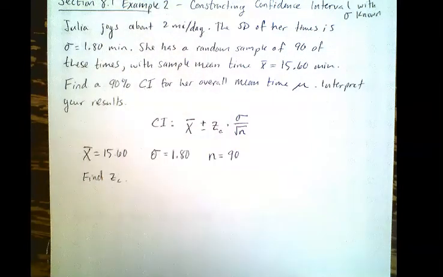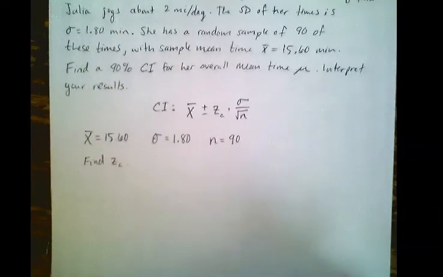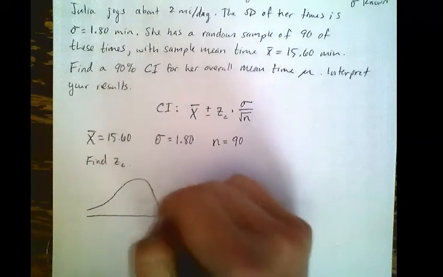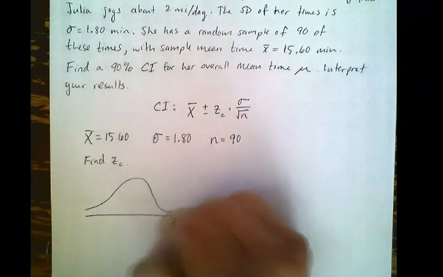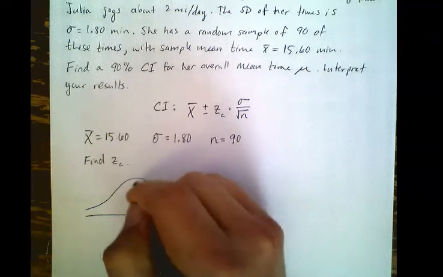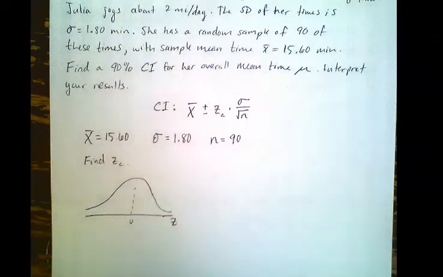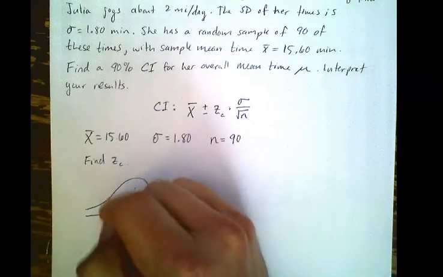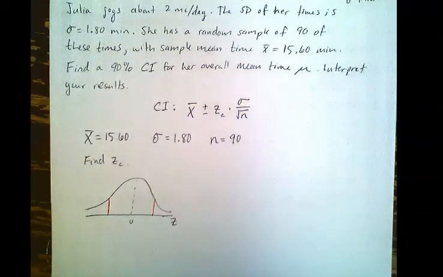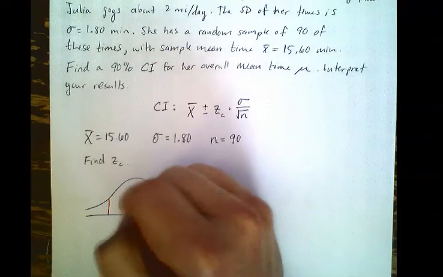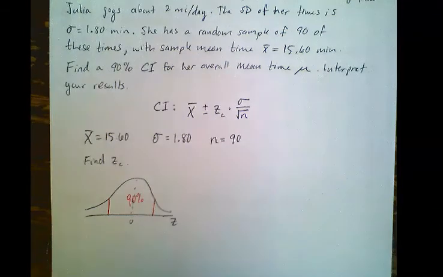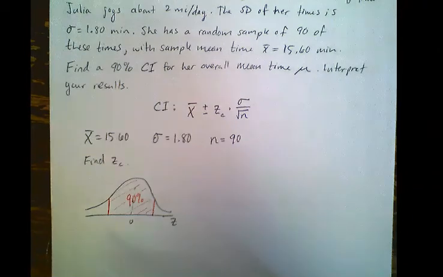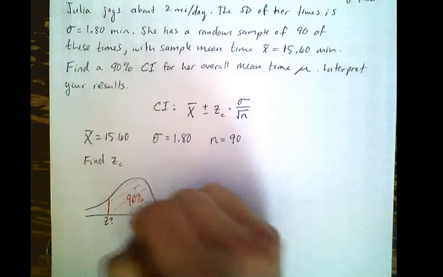by considering the normal distribution, right? So we are constructing a 90% confidence interval. So if we say this is z, 0, what we're trying to do is find the z values that trap 90% of the area between the two z values. So what's this z value? What's that z value?